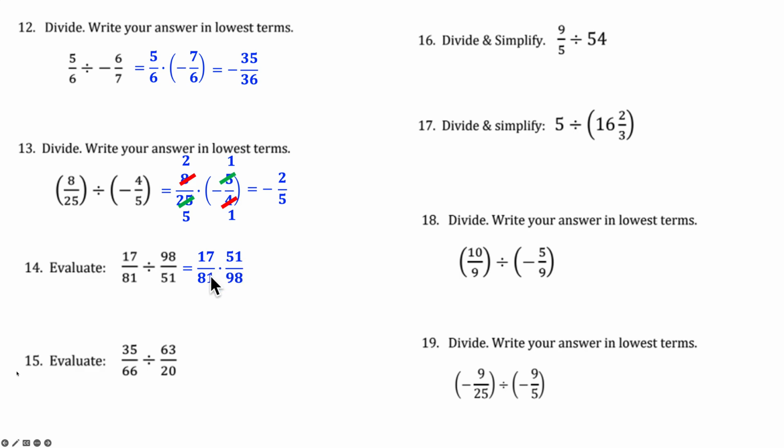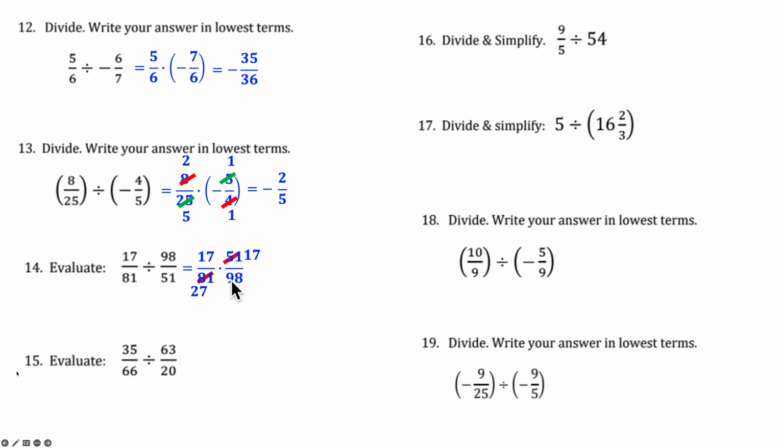It's not because they end in ones, but the divisibility check for 3 is if you add the digits together, which is a 6, and if 6 is divisible by 3, the 51 is divisible by 3. 8 plus 1 is 9. 9 is divisible by 3, so the whole thing is divisible by 3. So 51 divided by 3 is 17, and 81 divided by 3 is 27.